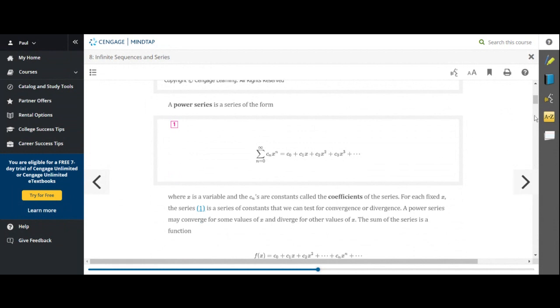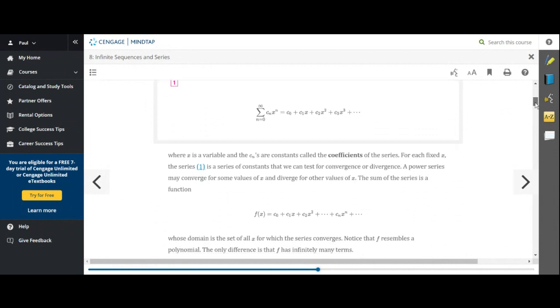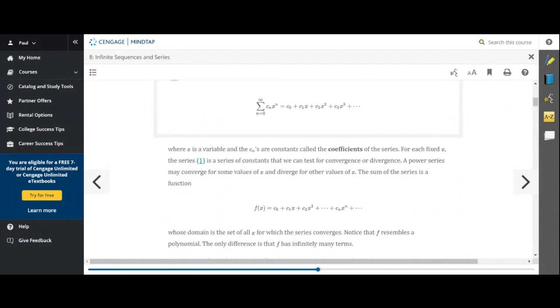Okay, and we call it a power series. A power series may converge for some values of x and diverge for other values of x. So what we're doing is we're saying, let's take the power series. Could we take the power series and set it equal to a function? And the answer is yes. We want to do that.